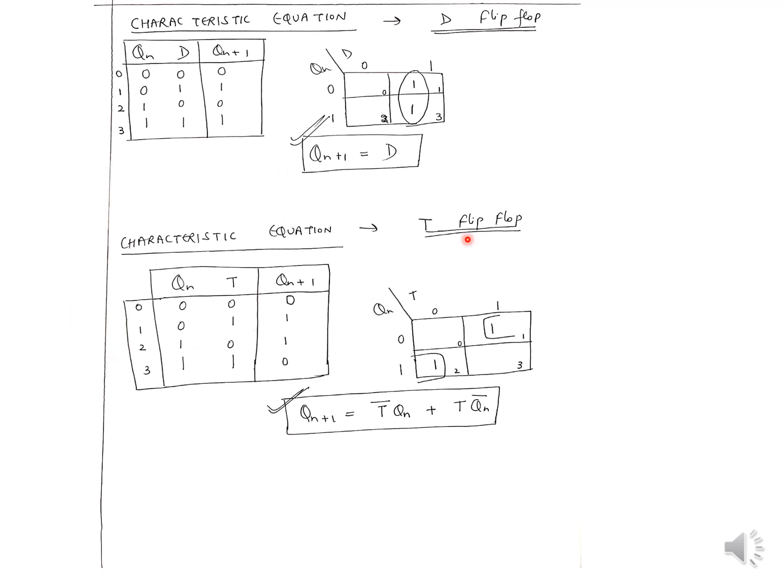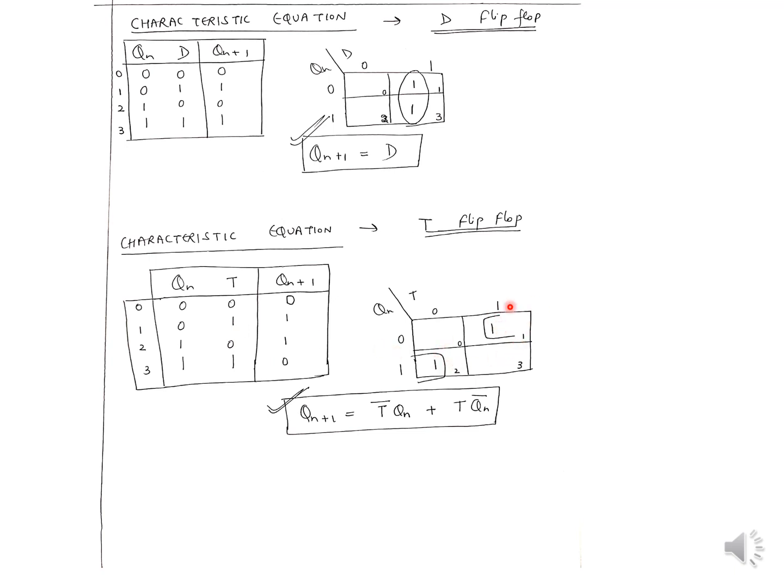Now next is your T flip-flop. Do you remember the full form of T flip-flop? It is toggle flip-flop. And here again, it's only two inputs. That means we will use the 2 variable K map. So it is 4 combinations: 0 0, 0 1, 1 0 and 1 1. Okay, so where are the ones? It is at the first and the second place.